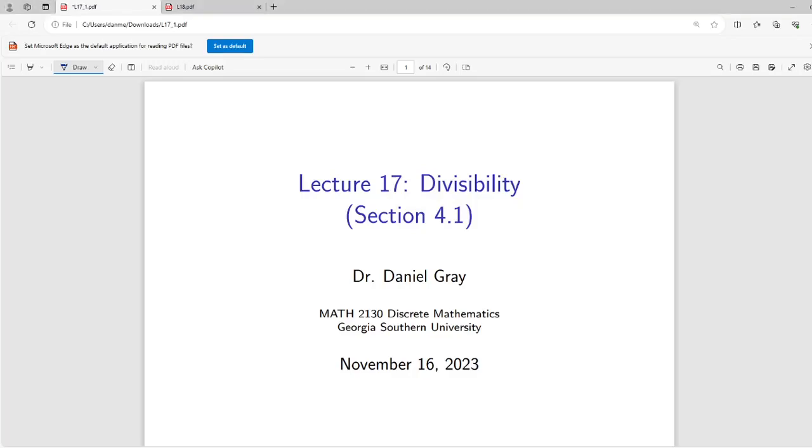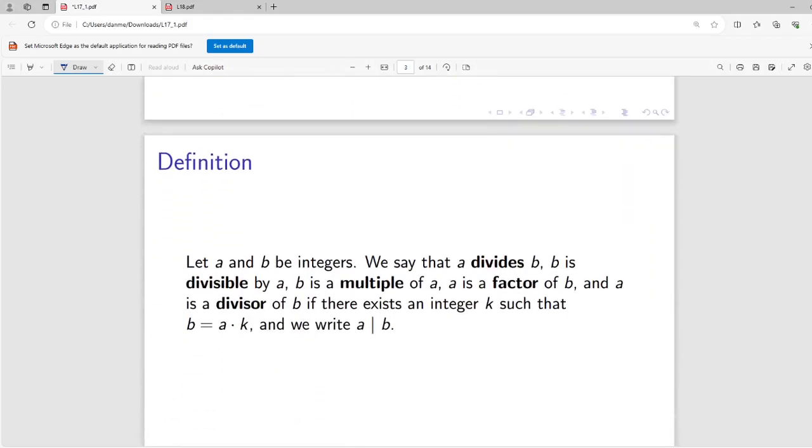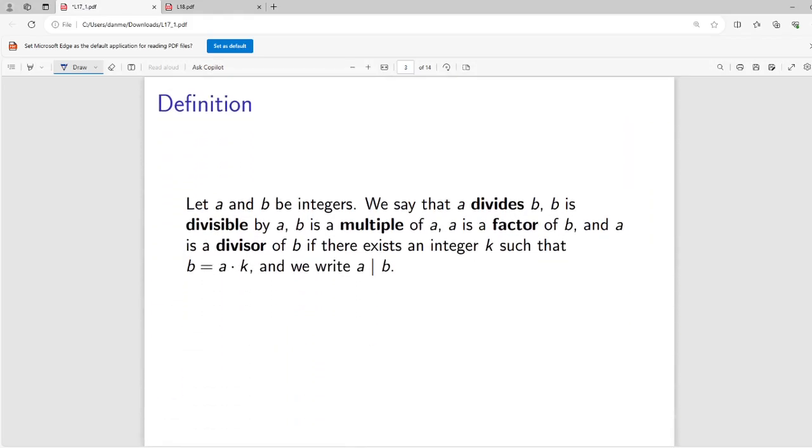Alright, so I'm not going to go through the entirety of Lecture 17 since we covered a lot of it in class on Thursday before the break. So let's just keep on going here, and I'll just remind you of a few things. We were talking about divisibility, right?